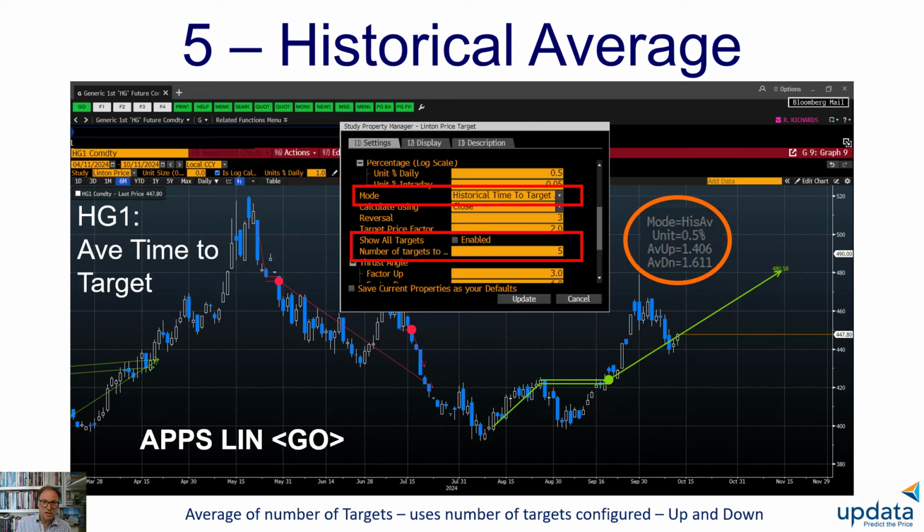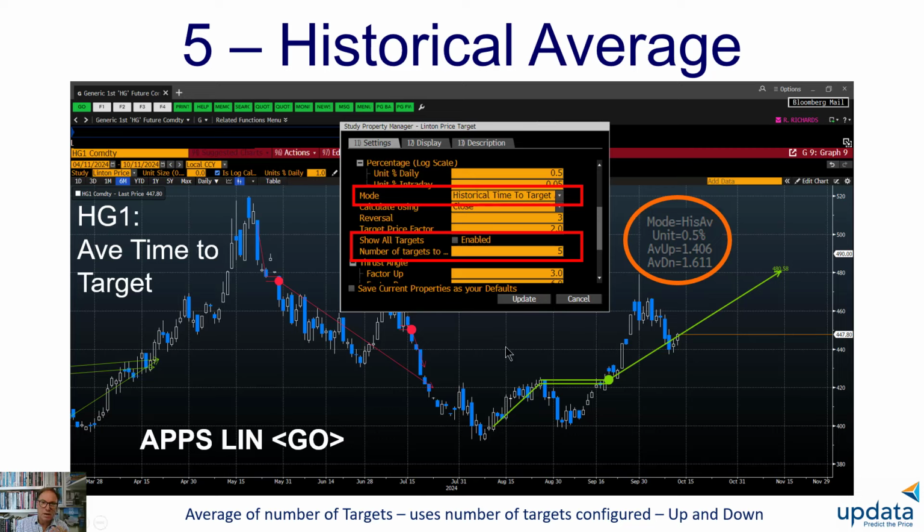The last one is historical average, and this basically measures the number of targets that you have configured. So you can configure the number of targets. I normally use 5. But you could click here, show all targets, and it will show all of the historical targets on a chart, even if there's 100 of them. And this will now give you an historic average. So on copper, in terms of moves to target, 1.4 times is the up and 1.6 times is the down. And that's just based on the historical average of when the targets were met. So that's also quite key.